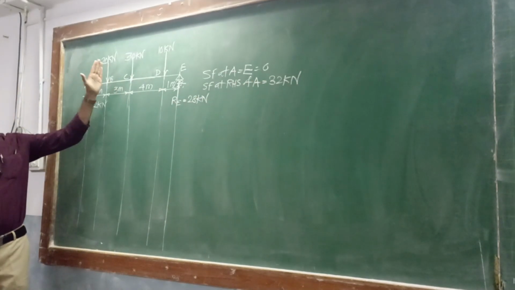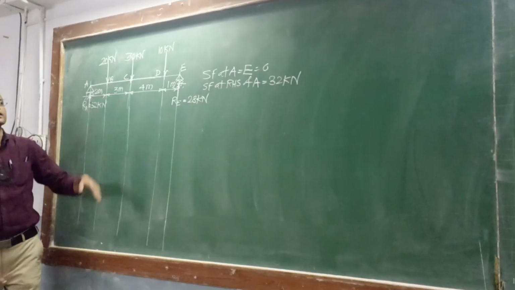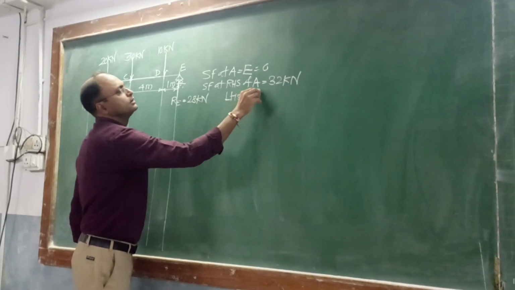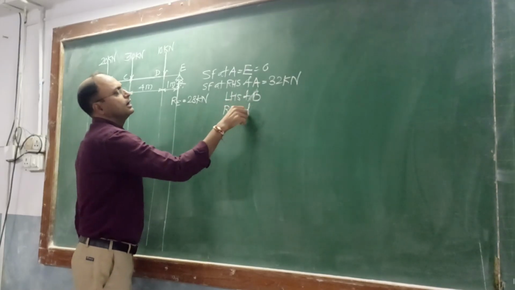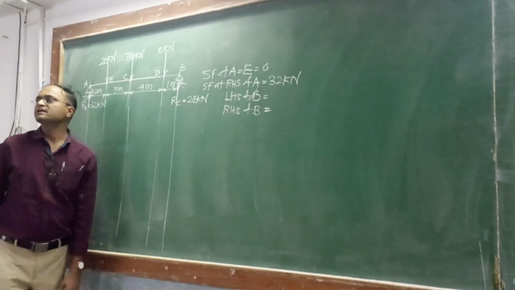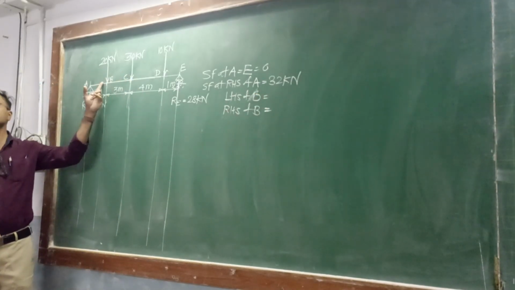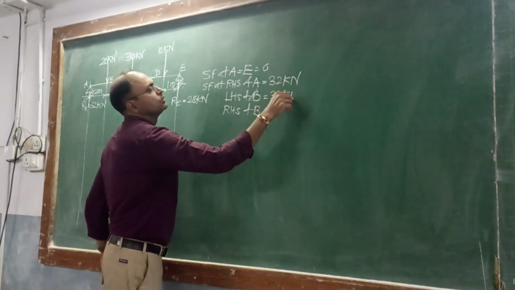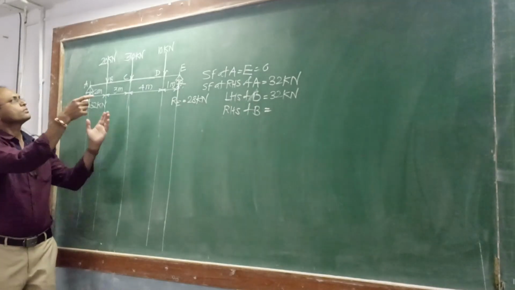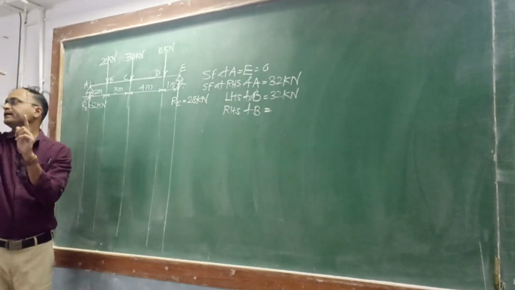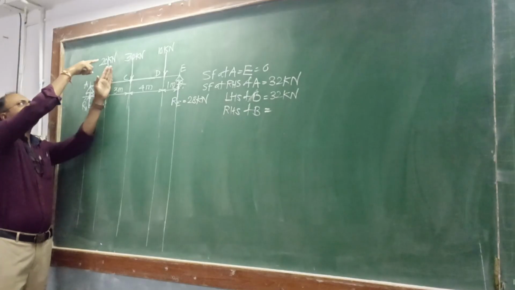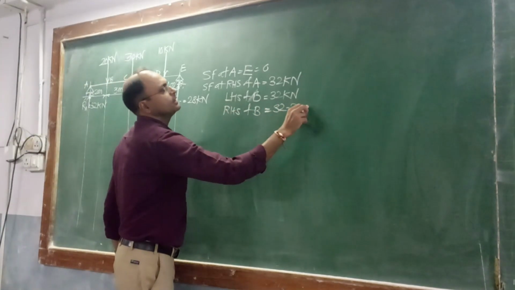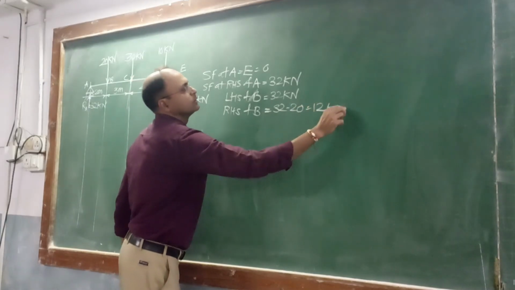Okay, shear force on LHS of B and again RHS of B. So there will be two values. As there is no force between A and B, on the left hand side of B the shear force value will be the same, that is 32 kilonewton. On the right hand side, it will be 32 minus 20, because as we go to the right, 32 up, 20 down. That is equal to 12 kilonewton.